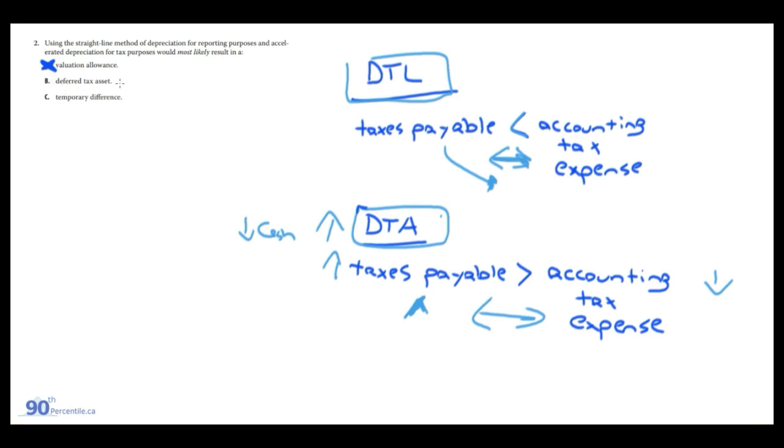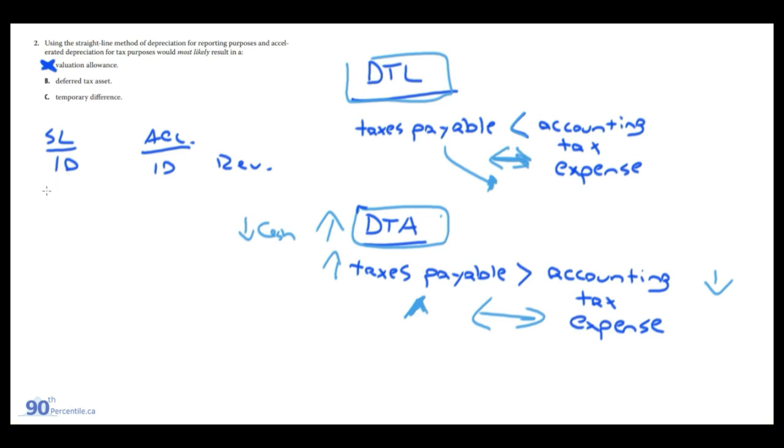And for B, is it a deferred tax asset? Well, let's use a really simple example. Let's say I'm using straight line depreciation here and accelerated here. And we're just going to draw a really simple income statement. Let's say we both have 10 mil in revenue, and then our only expense is depreciation.